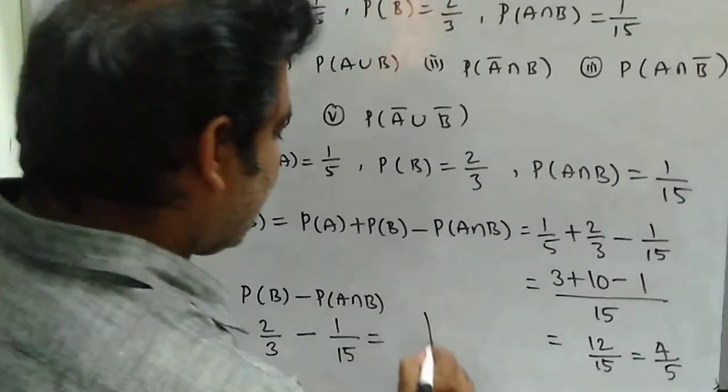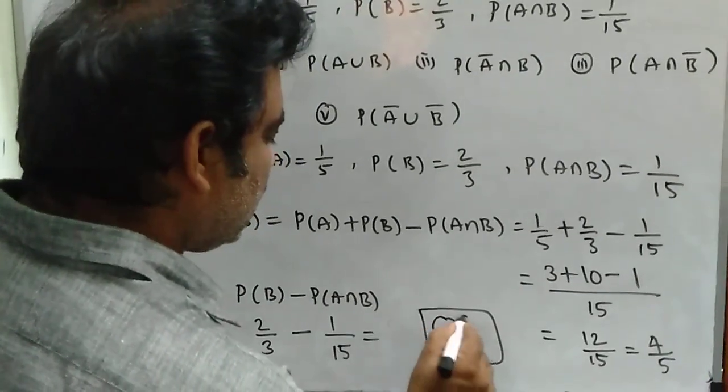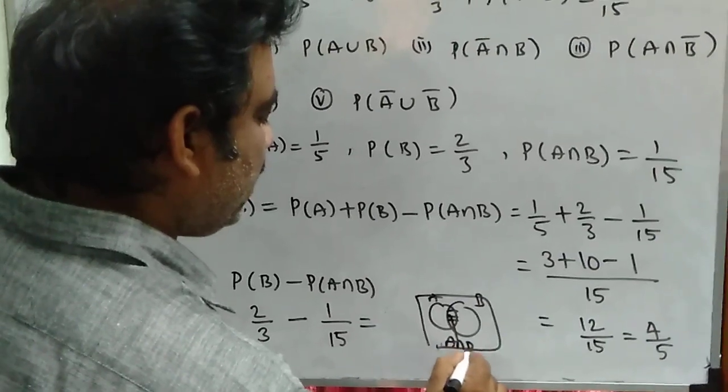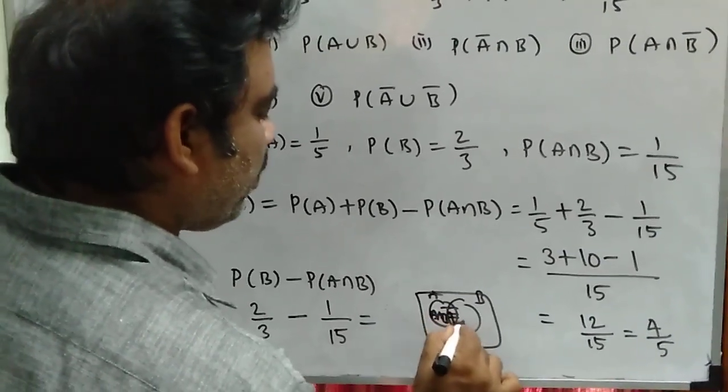P of A bar intersection B. So this can be proved by considering the Venn diagram, as already done before. So this is A set, B set. This is A intersection B. And this is A intersection B complement.